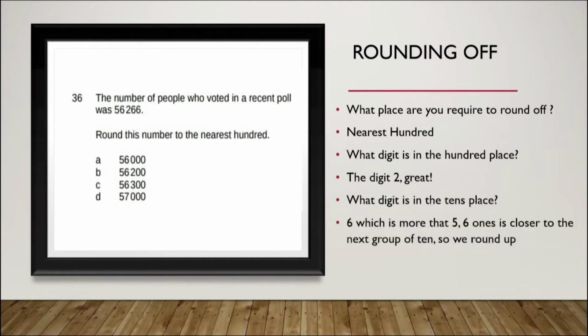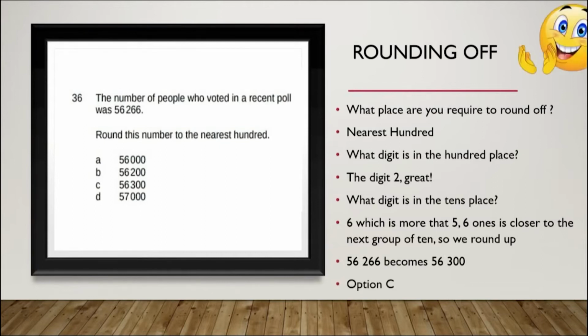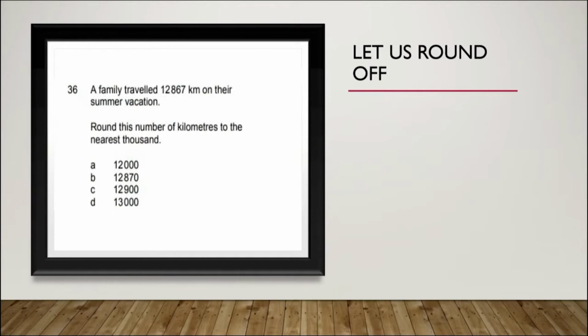So what do we do? 6, which is more than 5, that means 6 tens is closer to the next group of 100. So we round up, so the number becomes 56,300, and that would be option C. Awesome. Next question.